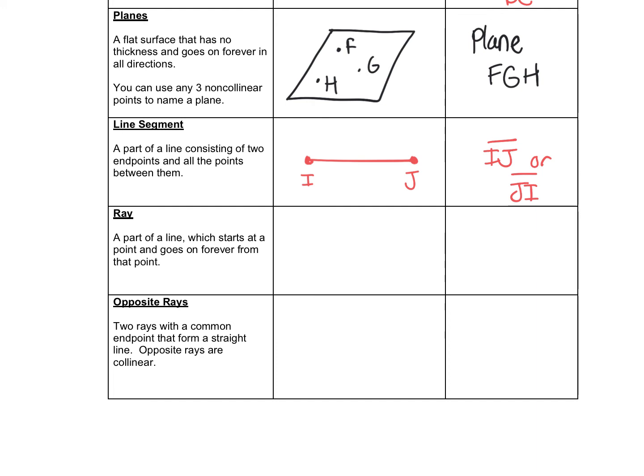A ray is the one where order matters. A ray is a part of a line which starts at a point and goes on forever.